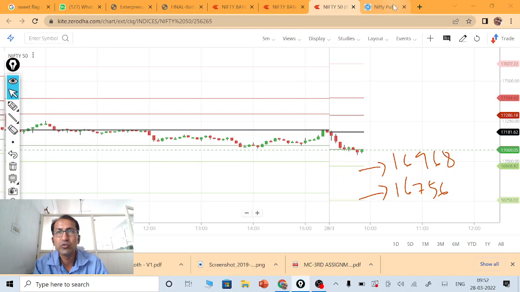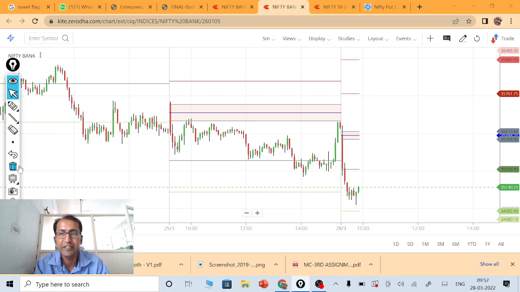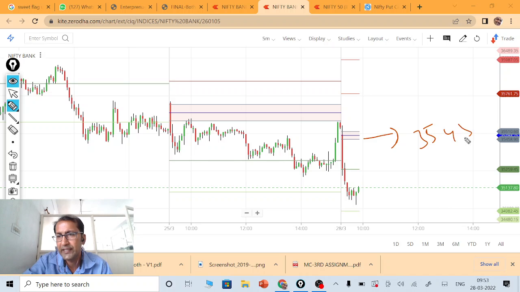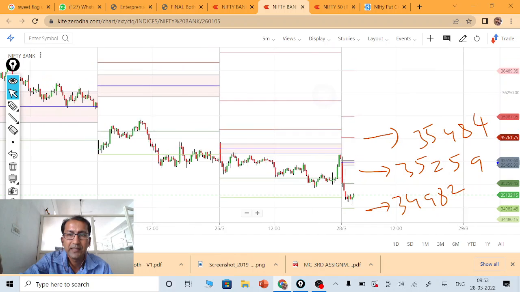So let me come to the Nifty Bank. It's very important. Nifty Bank is also, like Nifty, way below the central pivot range. The central pivot range is around 35,484. The strong support was around 35,000 to 59. That is broken already. So the next support is around 34,982. That is a major support.